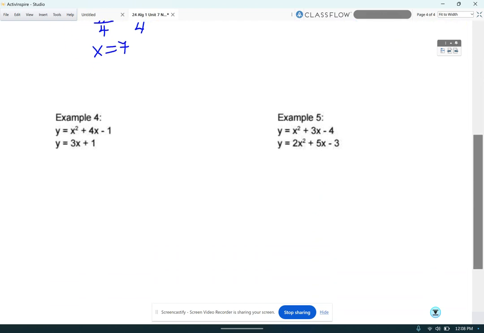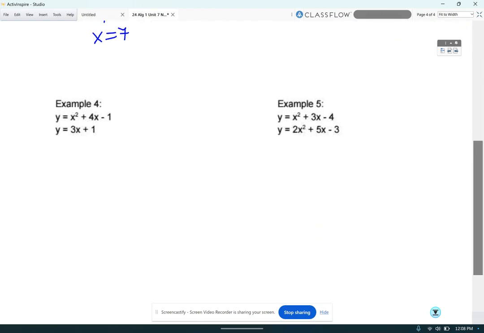All right, example 4 and example 5. Although we could do these with substitution, I am going to do them with elimination today just so you can see how this technique would work on these kinds of problems. Not everybody likes to do them this way, because substitution certainly would work, but we can. What I'm going to think about in this question is I want to get my y's to eliminate.